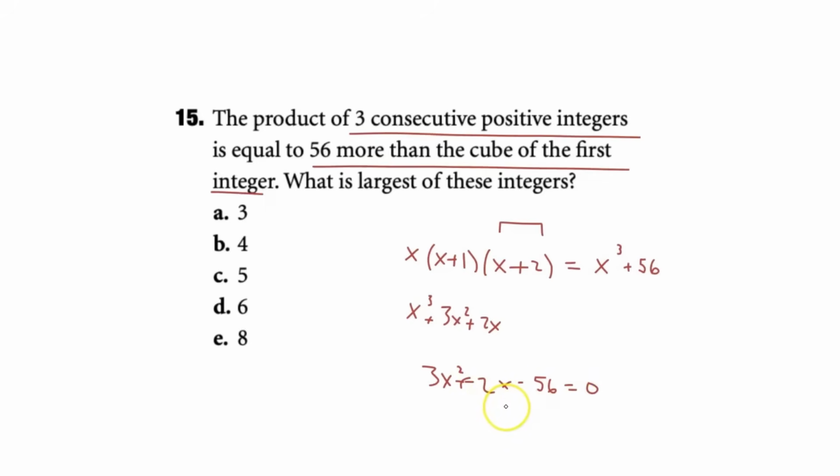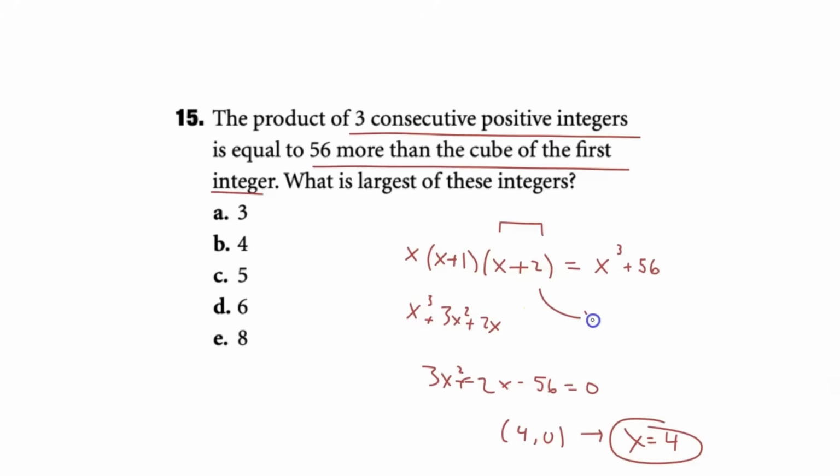You can just plug this into Desmos. It will give you two solutions. One of them is a negative solution and is also not an integer, so that is not it. But the other one you'll find has an intersection at the point 4, 0, which indicates that one of the solutions, or the positive solution to this expression, would be x equals 4. And so we know x is equal to 4.